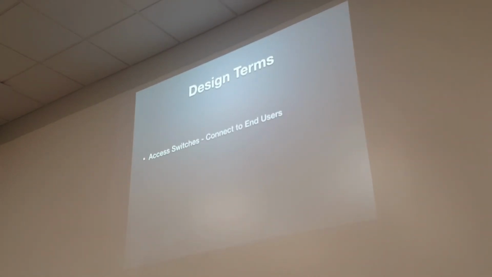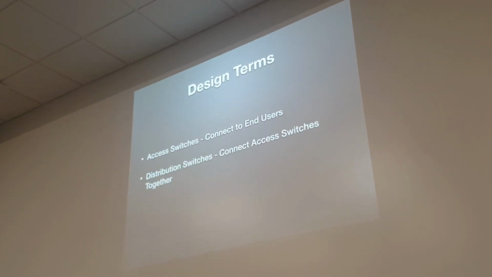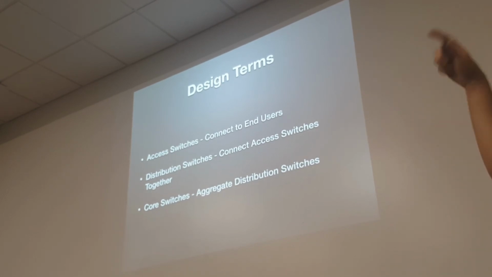So let's see, design terms we talked about first. Access switches, they connect to end users. Distribution switches connect all the access switches together. And we have core switches. So access switches, I usually put those at the end of the closet at the hall. All the computers in the hall plug into it. Distribution switches, all those hall switches plug into a distribution switch.